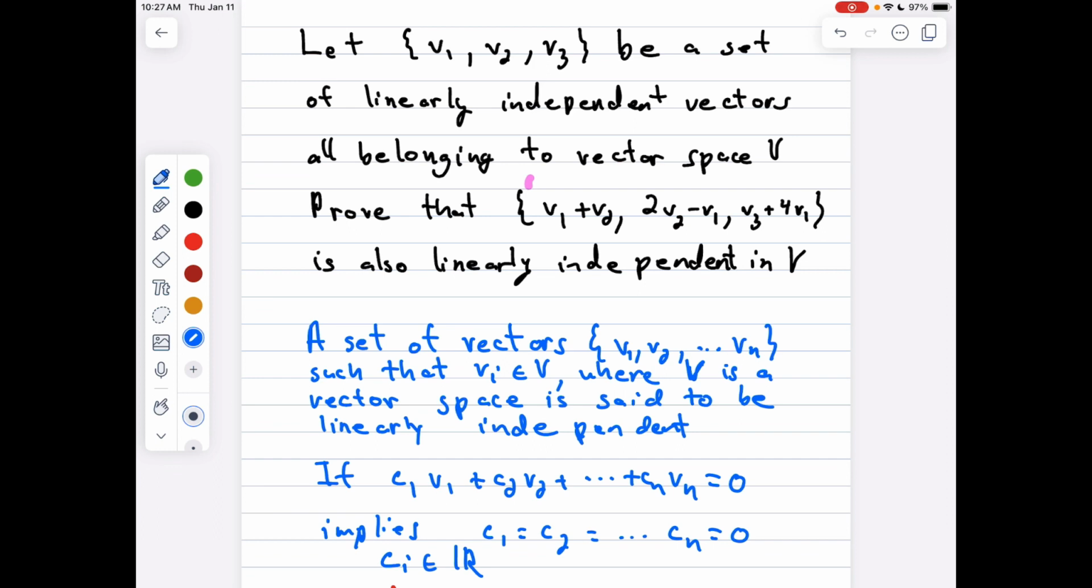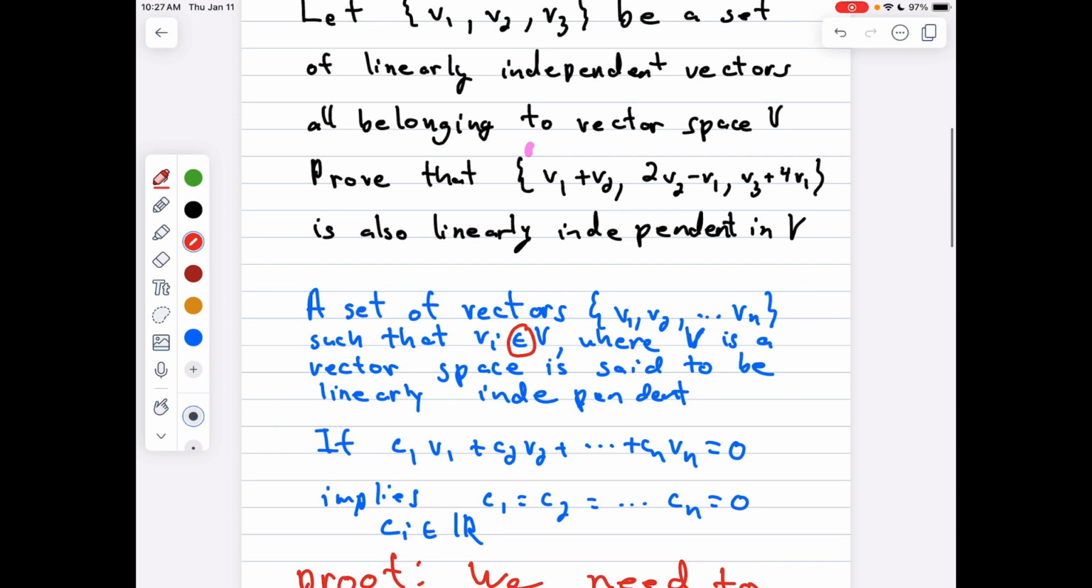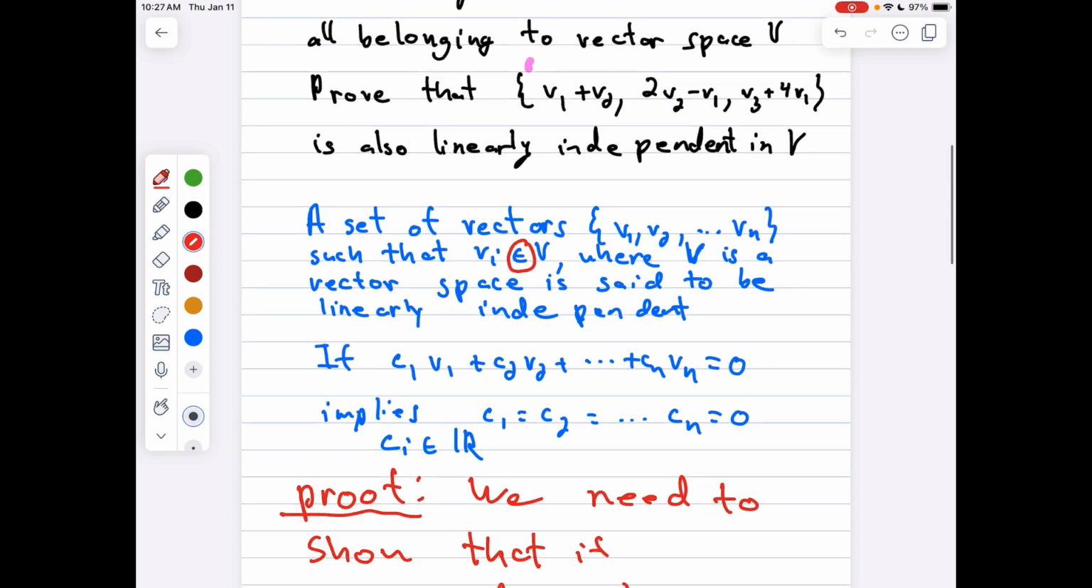So a set of vectors v1, v2, all the way up to vn, such that vi is in V, and all I'm saying here is that all your vectors are elements, that's what that little E symbol means, of V, meaning they're members of this vector space V, is linearly independent if you take the linear combination of these vectors, c1v1 plus c2v2 plus cnvn, and set that equal to 0, this only equals 0 if all the scalars c1, c2, cn equal 0. And here I just made a side note that all your scalars are members of the real numbers. They could also be members of the complex numbers, but we're just working with the real numbers today.